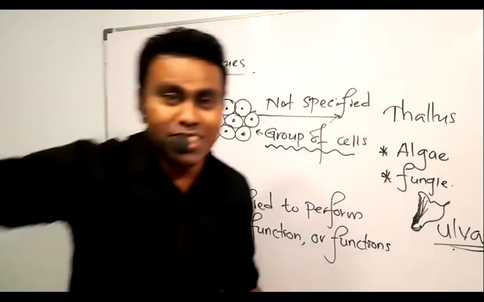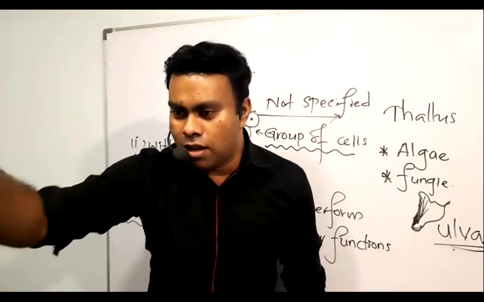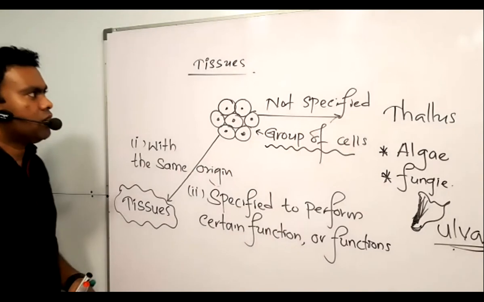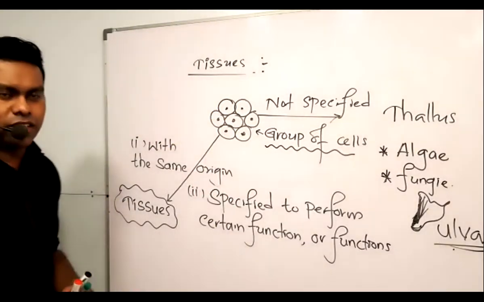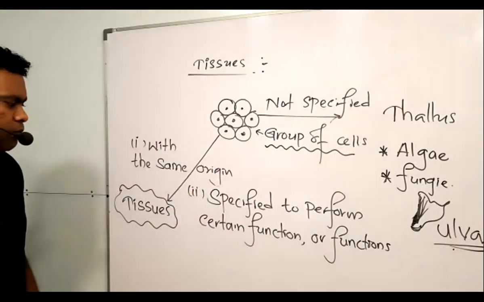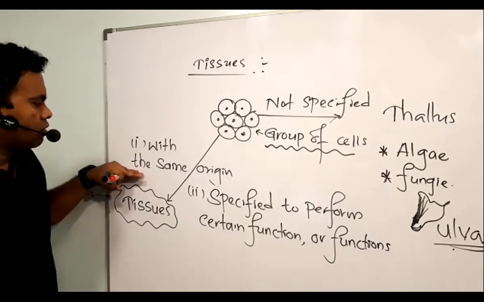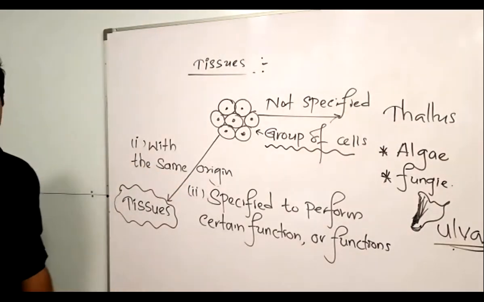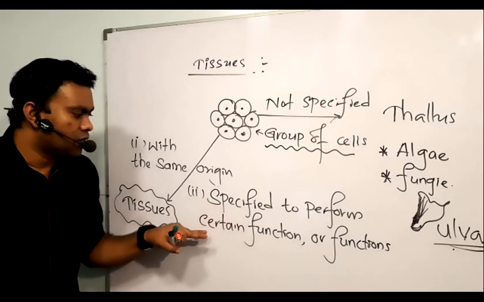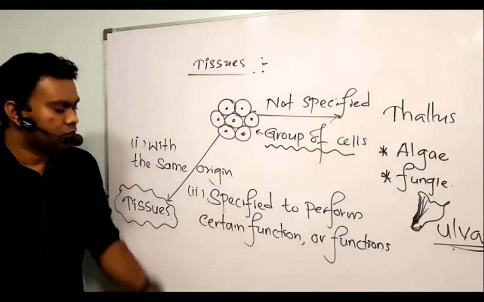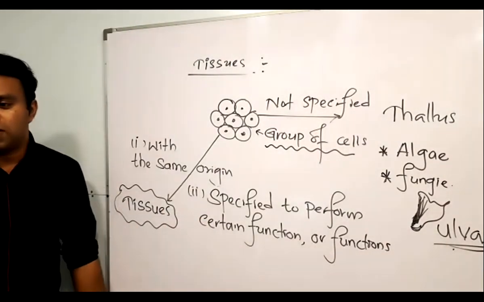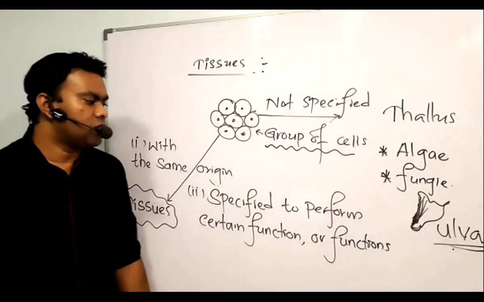These are fuel types, petrol and diesel. Okay, thank you. Good. I think now you have taken down this. Now take down the definition for tissues. Tissues are the group of cells with the same origin, and specified to perform a certain function or functions.